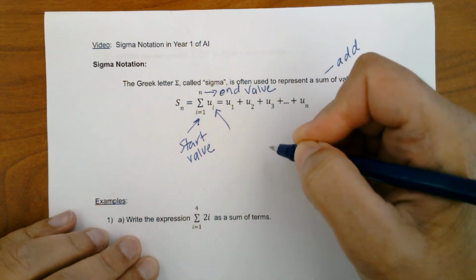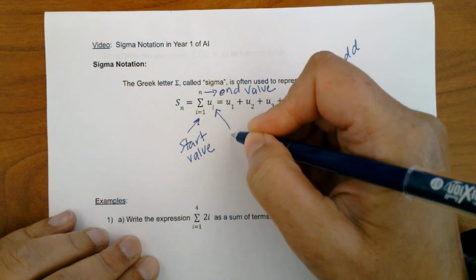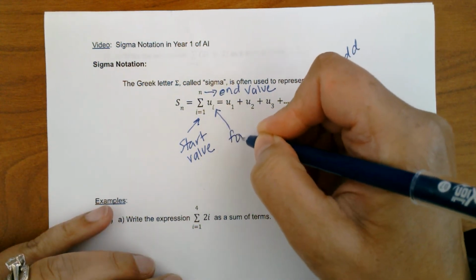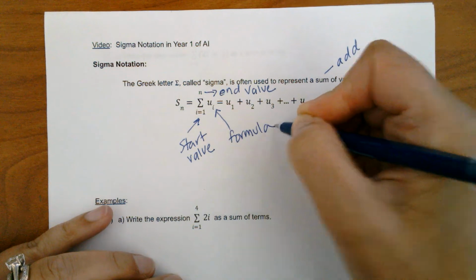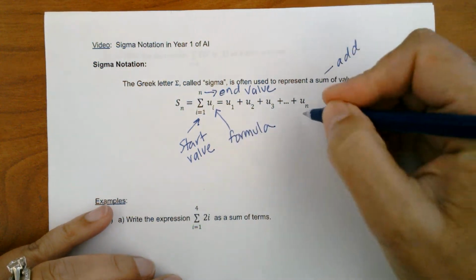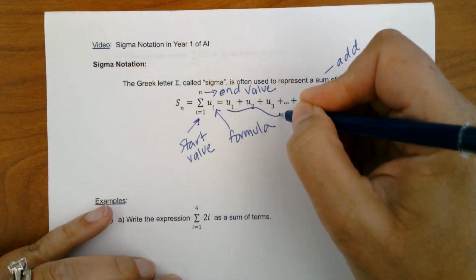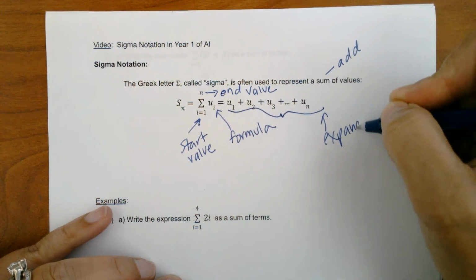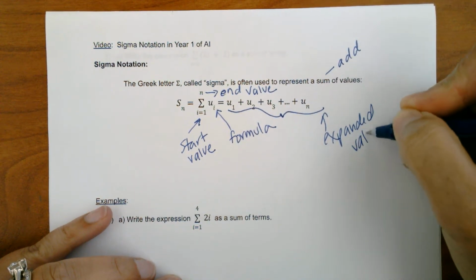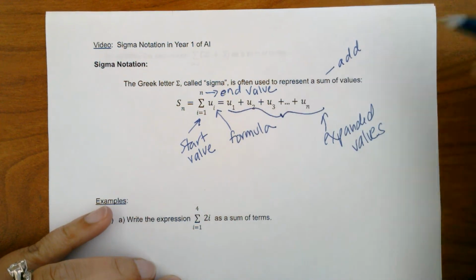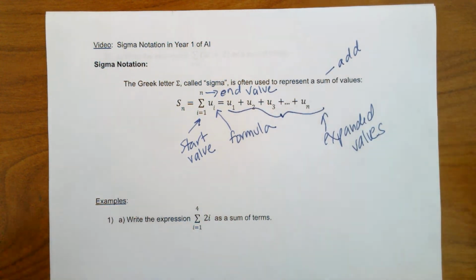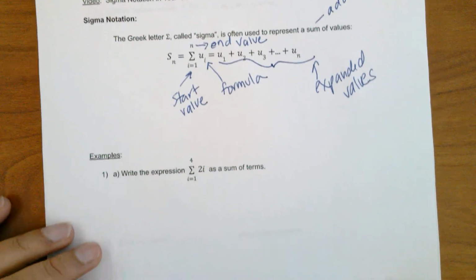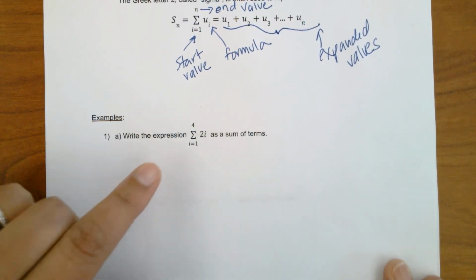This is going to be the formula that you use, or the general form or formula. And these are your expanded values. After you have your expanded values, you would add them all up. So let's see what I mean here.